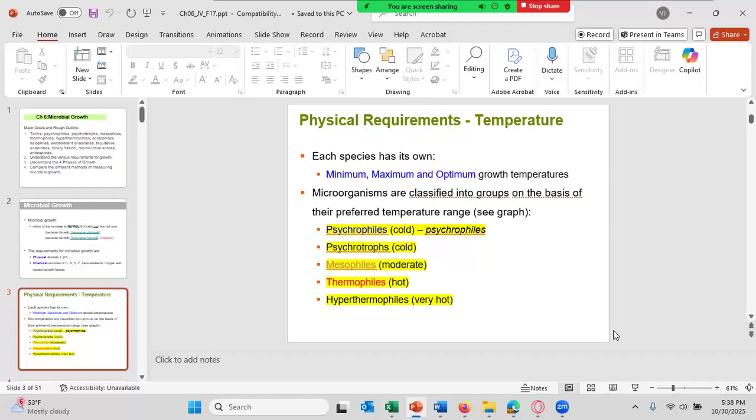Each species has its own minimum, maximum, and optimum temperature for growing. The minimum temperature is the minimum at which the species can grow. If you drop the temperature down further, the species will no longer grow. The optimum temperature is where the organism can grow at its fastest rate. Microorganisms are classified into groups based on their preference for a temperature range.